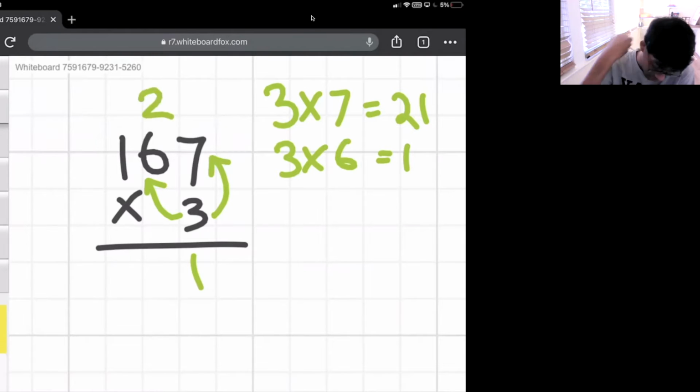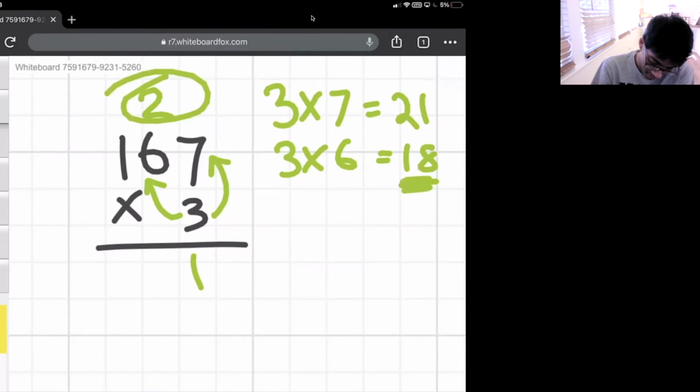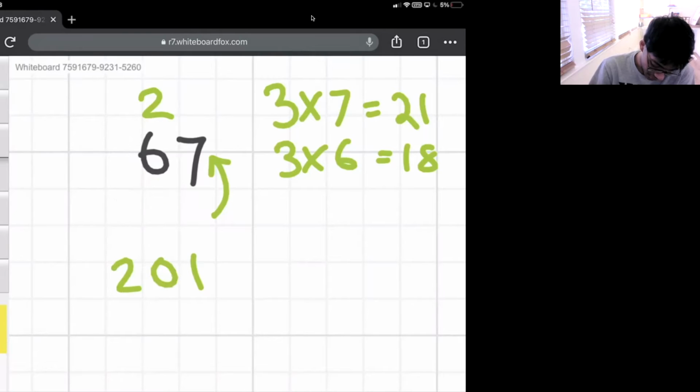Okay? So now, since 3 times 6 is 18, I'm going to add that 18 to this 2, and I'll get 20. But we got more to go. We got to do 3. Oh, whoops. Sorry about that. We got more to go.